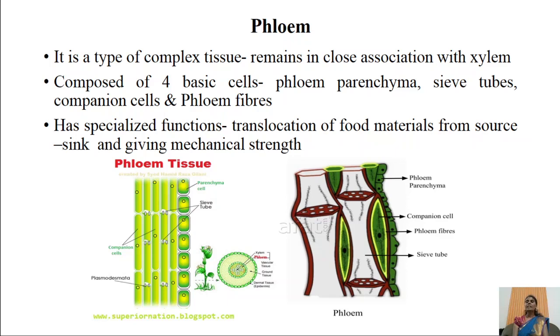Source is nothing but the region where the food is synthesized. So it is the mesophyll tissue which is involved in synthesis of food material, that is referred to as a source, whereas the sink is nothing but the region where the food is required and utilized. So phloem is a specialized tissue involved in translocation of food material from the source to the sink, and due to the presence of phloem fibers and other secondary wall thickening, it also gives mechanical strength to the plant.